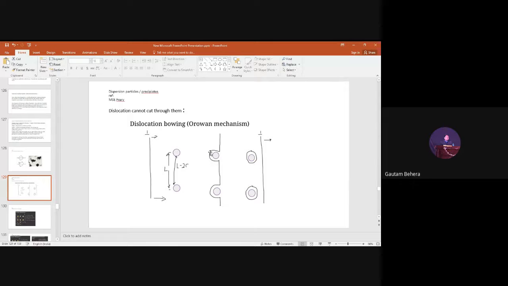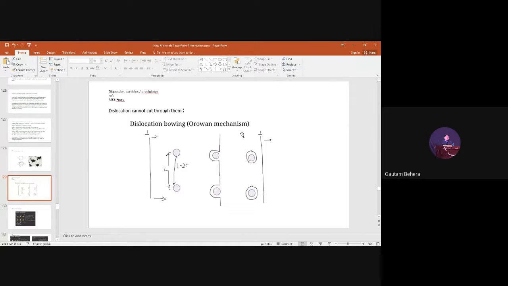The dislocation is bowing. You can see it bows around the precipitate. Finally, what will happen? This will become a loop, because this end and this end have different signs, so they will annihilate each other. Finally they will form a loop around the precipitate, and the dislocation is free now. Then it will again glide.